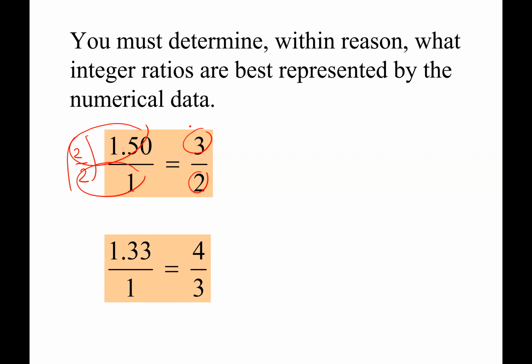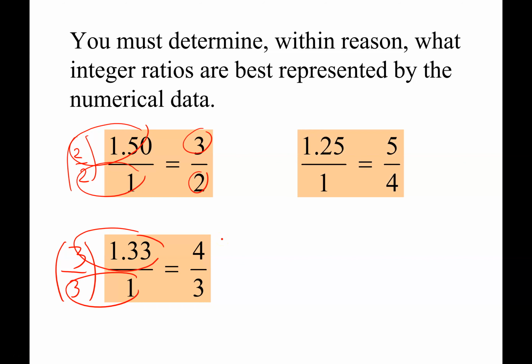Watch out for thirdsies. I could take both of these and multiply by 3, and 3 times 1 is 3, and 3 times 1.33 is 4. And this is my quarters. This could be 1.25 or 1.75. If we multiply both numerator and denominator by 4, you get 4 here, and 4 times 1.25 is going to be 5.